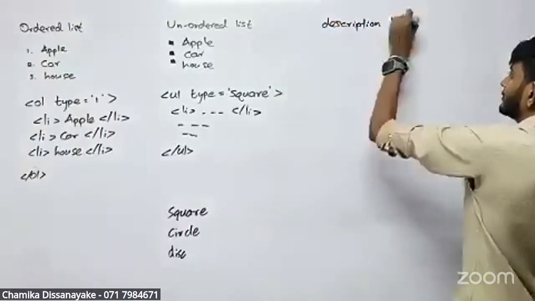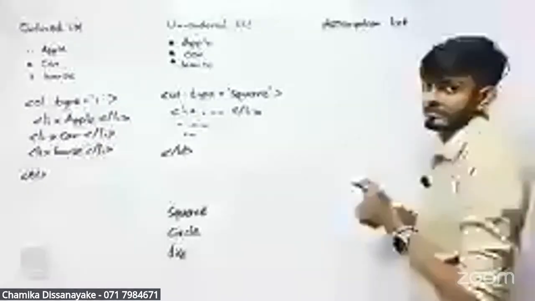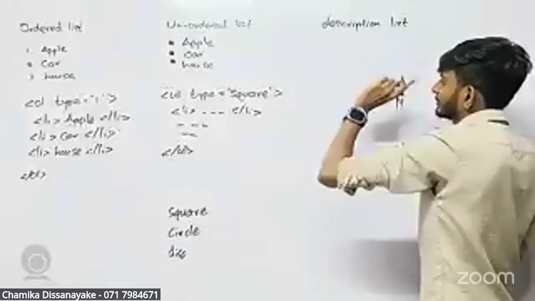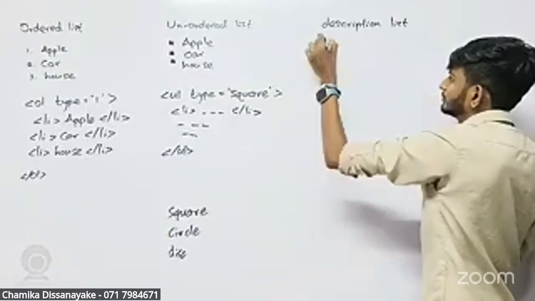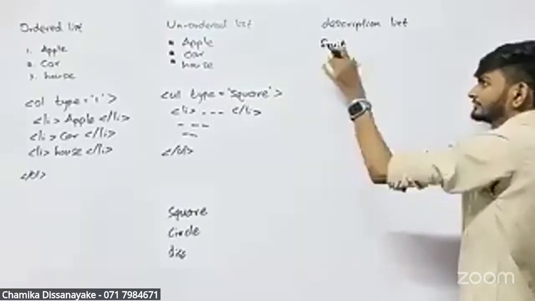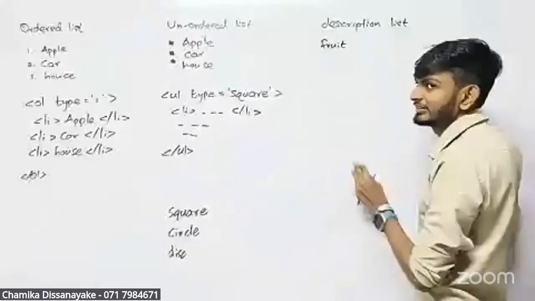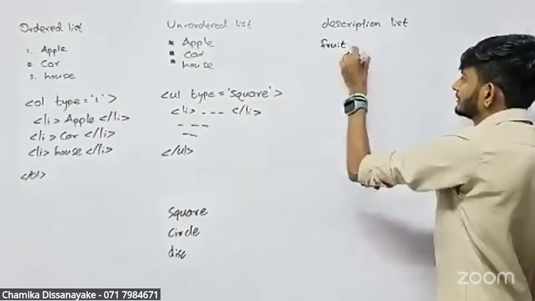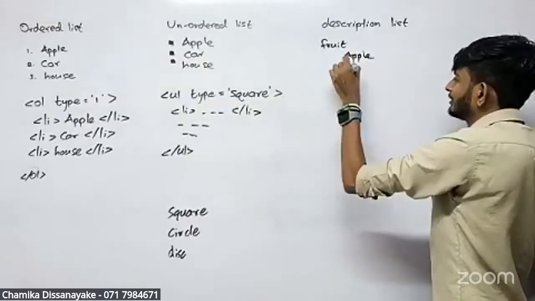List. So here we are going to include our items as a description, which means we are going to put a topic. Here, let's see, fruit. This is the topic, and within this topic we can include several items, like descriptions. So what are the fruits? Apple. Then we have mango.